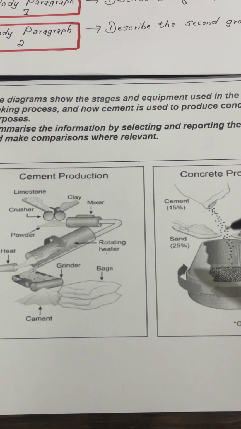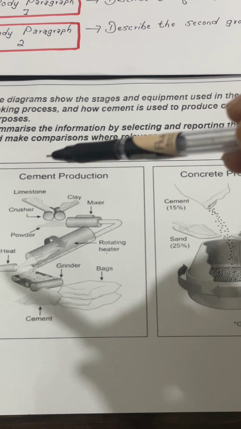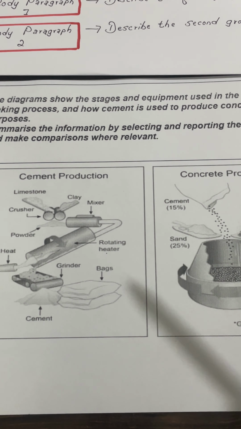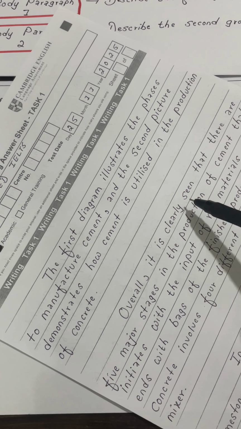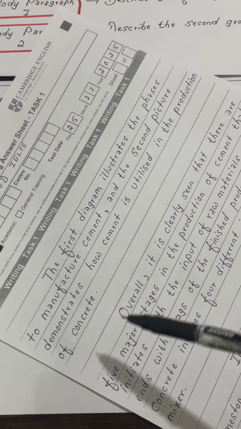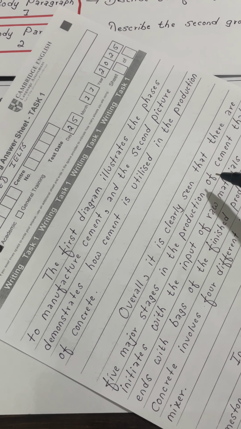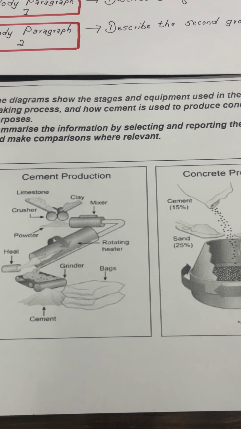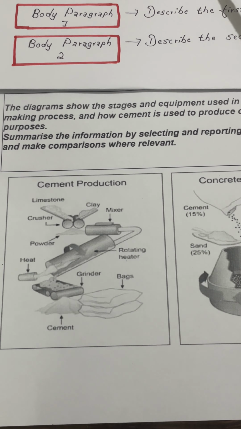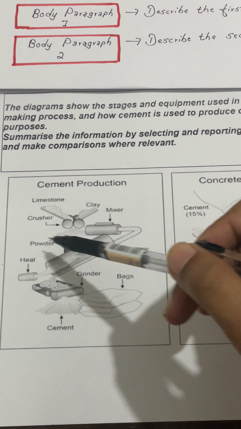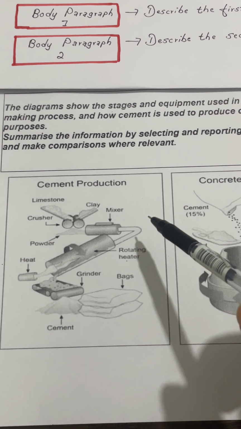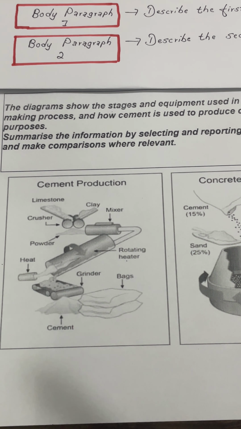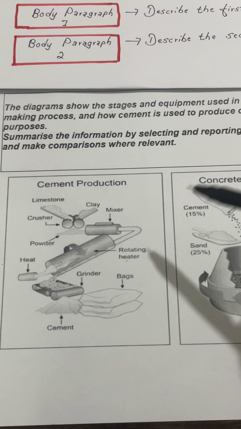Now, in the overview, we have to include both cement production and concrete production. Here I have written, overall it is clearly seen that there are five major stages in the production of cement. Here there are five major stages. What are they? They are first crushing, then mixing, then putting into a rotating heater with some heat and grinding, and finally putting it into bags.